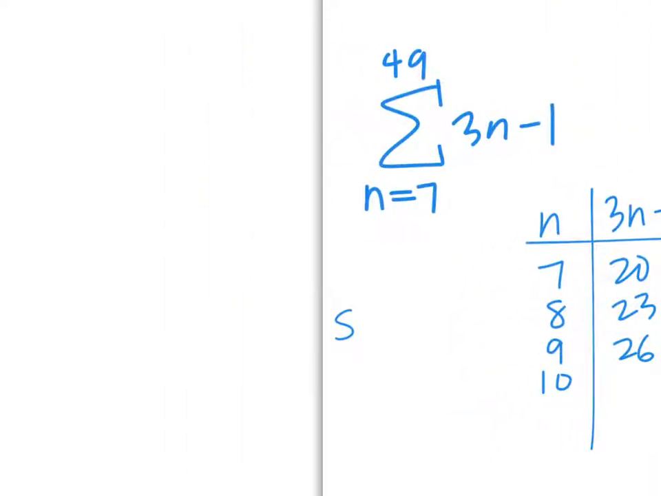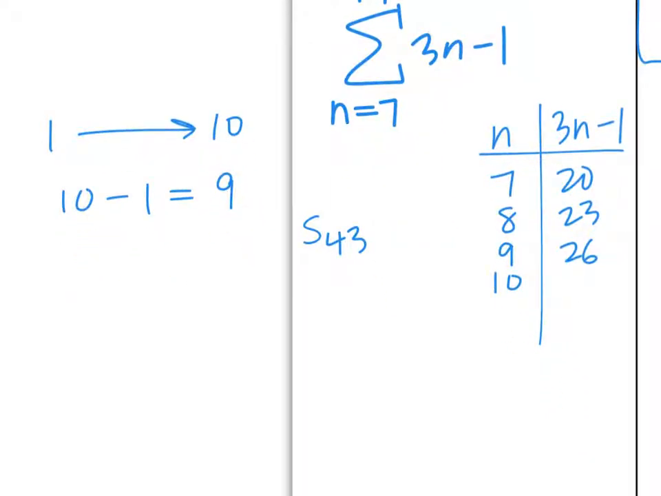How are you supposed to know? Okay, let me ask you. From 1 to 10, how many numbers are there? 1, 2, 3, 4, 5, 6, 7, 8, 9, 10. How many numbers are there? 10. Now, if you do 10 minus 1, what do you get? 9. So you have to add 1 because you always forget to count the one you started with. Does that make sense? Okay, so 49 minus 7 is 42, but you forget to count the number you started with, so it's 43. There are 43 numbers.